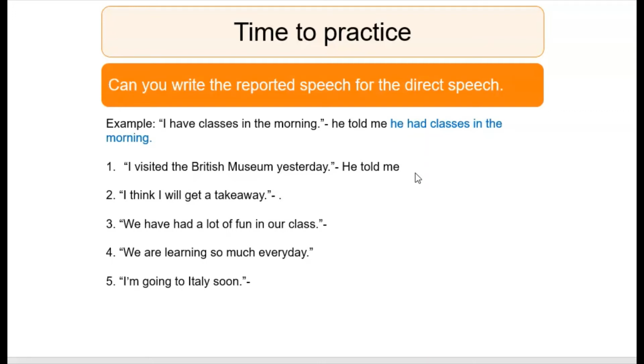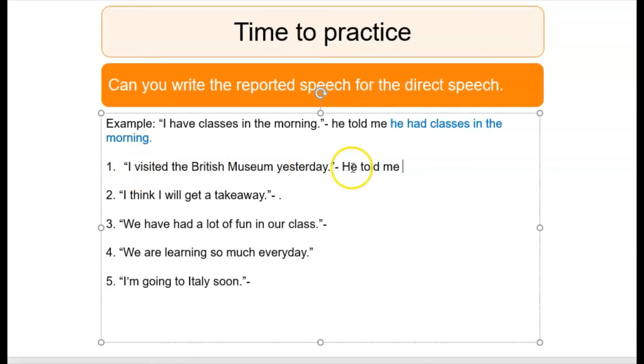Okay, how did you do? Number 1, I visited the British Museum yesterday. Okay, so that's past simple, right? It has to go to what tense? Past perfect. Okay, so he told me. Now we have to change the subject pronoun to he, right? And then visited, had visited. That's the past perfect. Okay? And the rest stays the same, right? The British Museum yesterday.